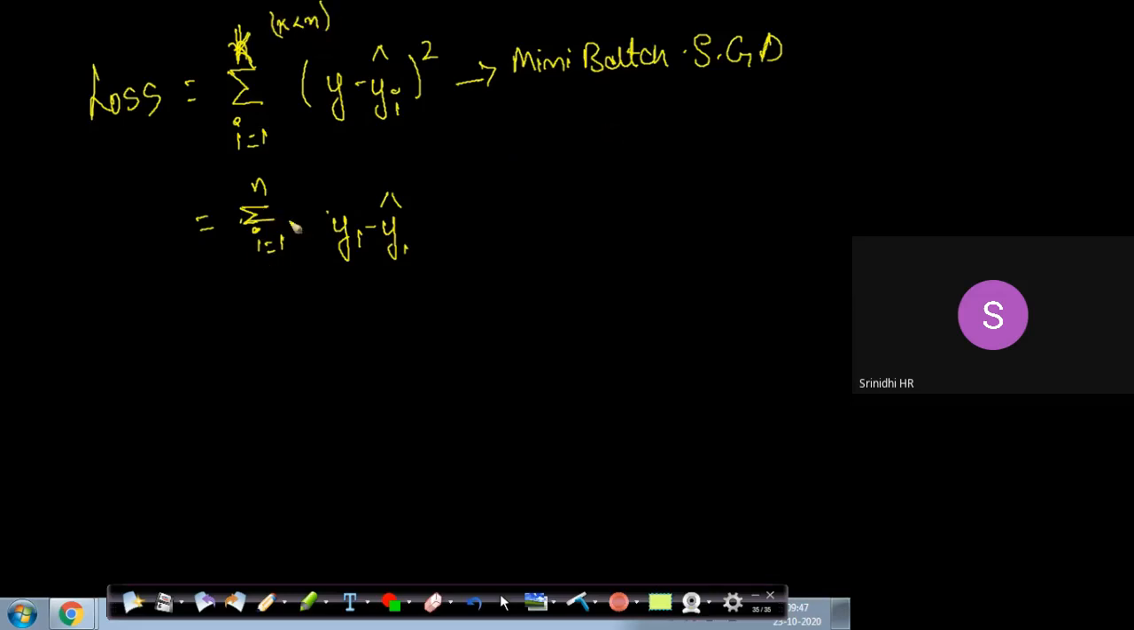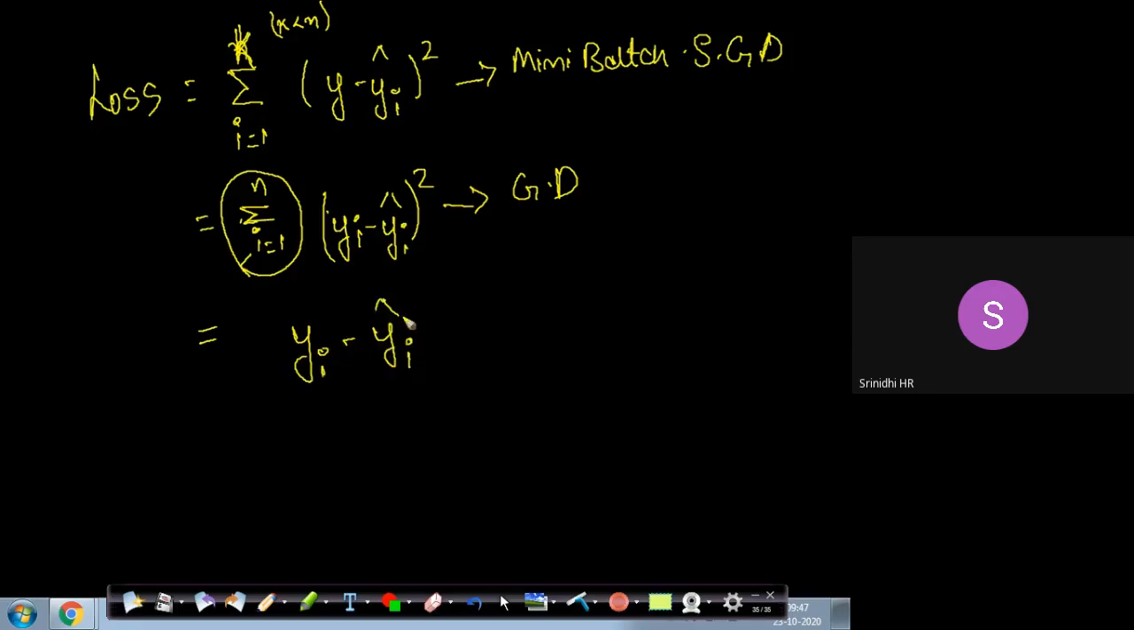If I take i from 1 to n, (yi minus yi cap) whole square, this is my gradient descent. For stochastic gradient descent, I just remove the summation and write (yi minus yi cap) whole square. This is my stochastic gradient descent. Are you understanding? Yes, sir.